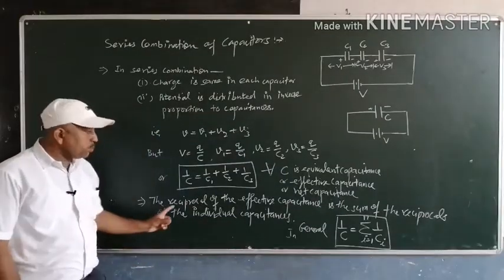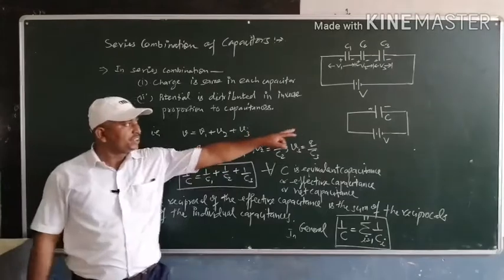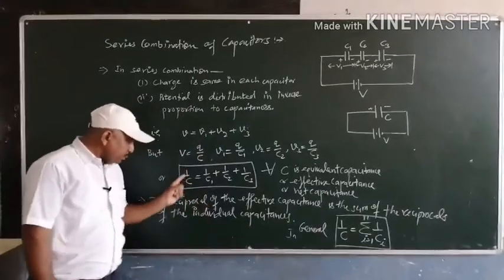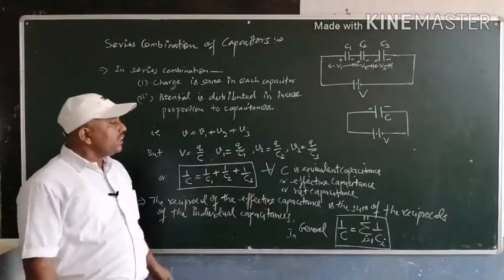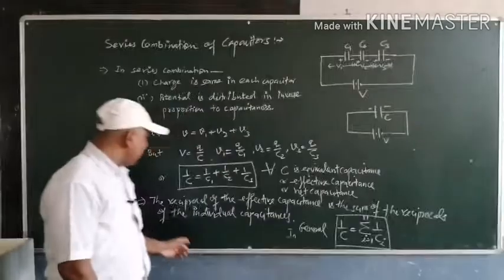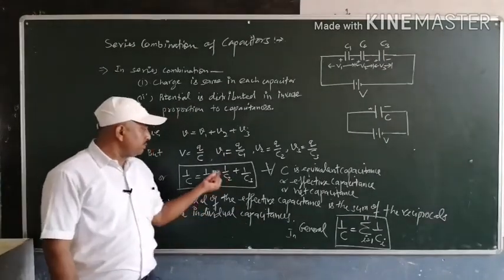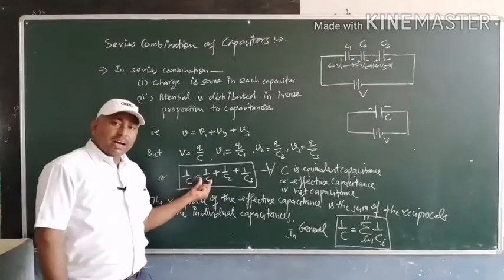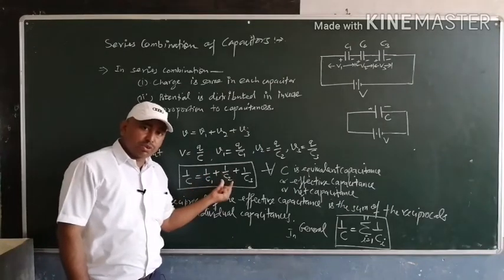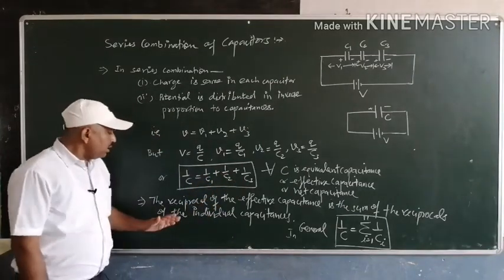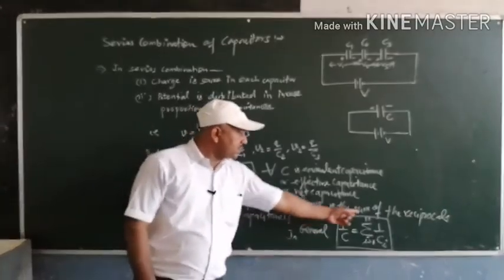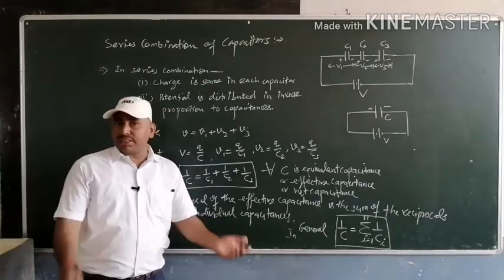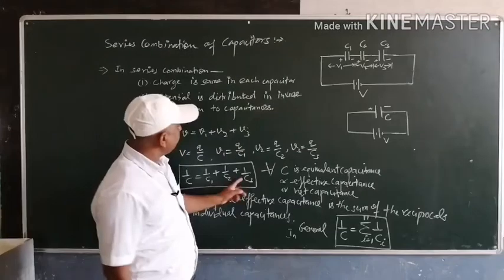So the reciprocal of the effective capacitance, which is the net or total capacitance, is the sum of the reciprocals of the individual capacitances. It means 1 upon C1 plus 1 upon C2 plus 1 upon C3.